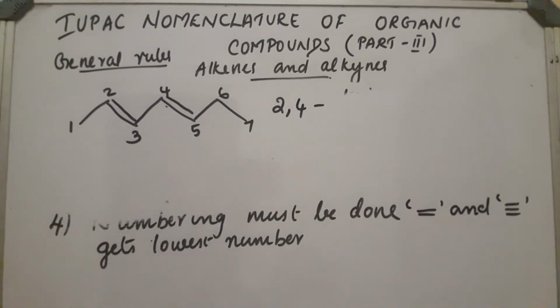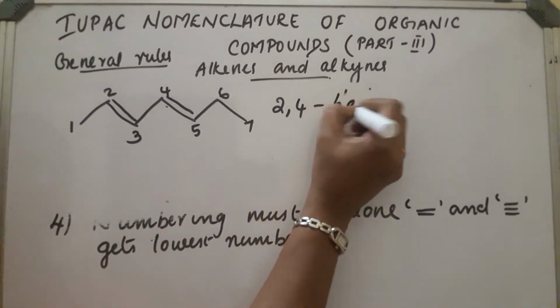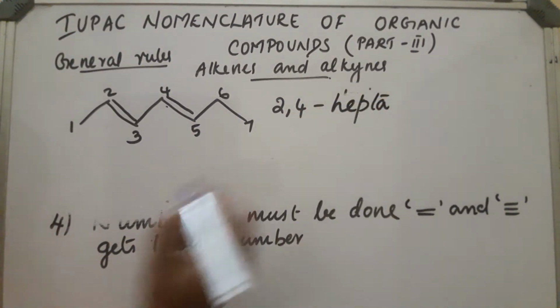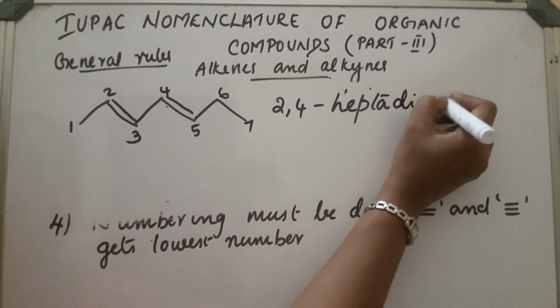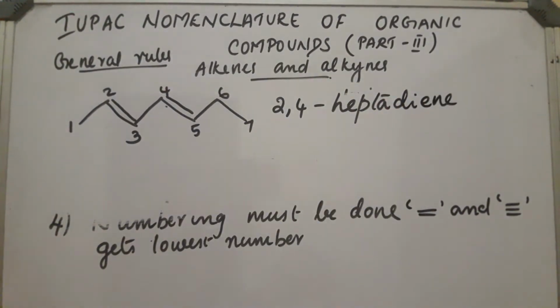The longest chain is heptane. How many double bonds? 2 double bonds, so diene. An "a" must be added, giving heptadiene. Okay, in this case. Now let us see another example containing both double bond and triple bond.